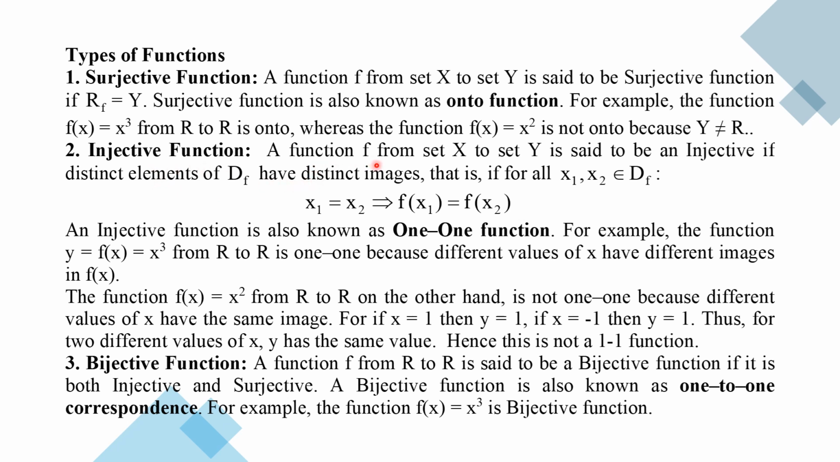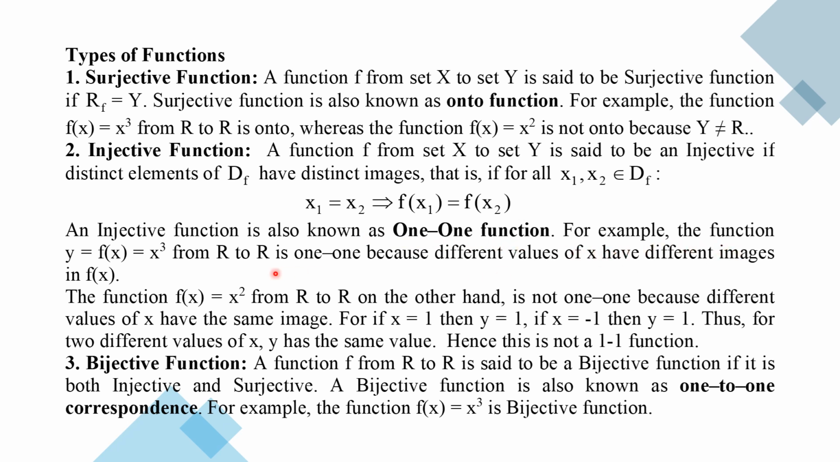Injective or into function. A function f from set X to Y is said to be injective if distinct elements of the domain of the function have distinct images, meaning distinct elements have distinct images. Suppose that x1 and x2 belong to the domain of f. If they are the same, x1 is equal to x2, then the images are also the same, f of x1 is equal to f of x2. So this is the condition of an injective function. An injective function is also known as a one-one function.